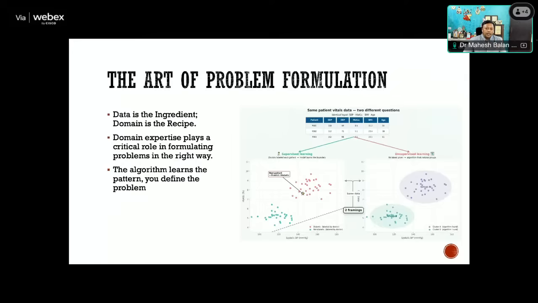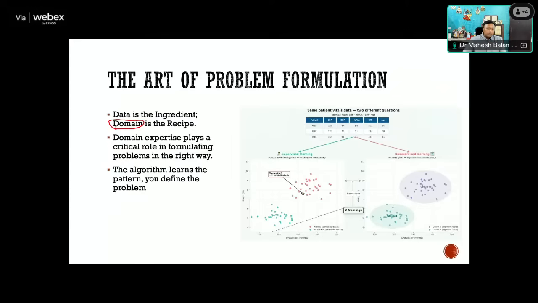So what is exactly important is how we formulate the problem, and for formulating the problem, domain expertise plays a very key role. For example, I can be given a bunch of open source data set and asked to do some exercise in the medical domain.